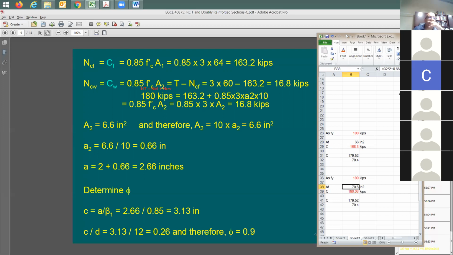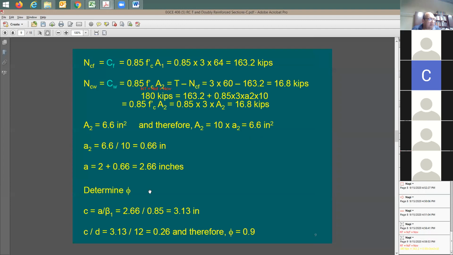This area now, if I use this equation, 32 times 2 for the flange and 0.66 times 10 for the web area, it's going to be a total of 70.6 times 0.85 F prime C. It gives me 180.03, which is exactly this number. Now the tension is equal to compression. Are we good or not really? Anything that I need to repeat? Very good. All right, great.